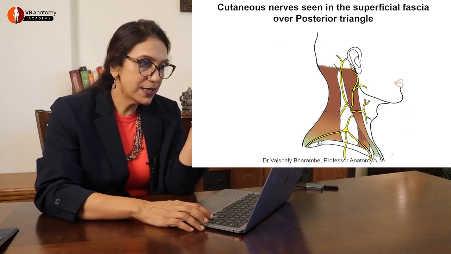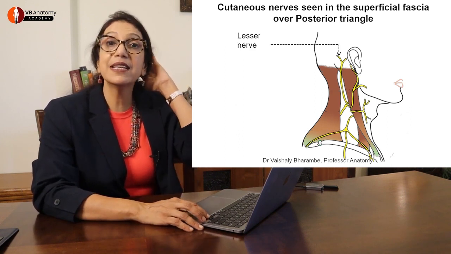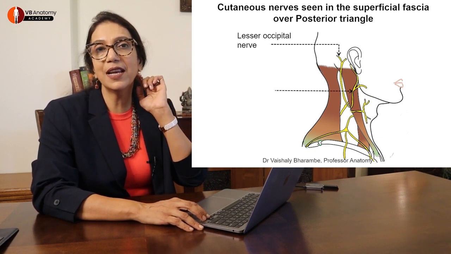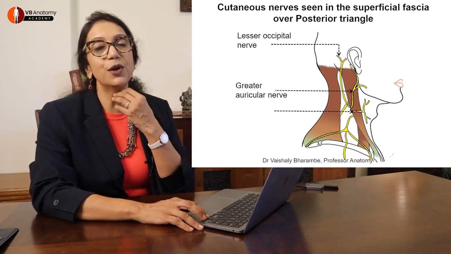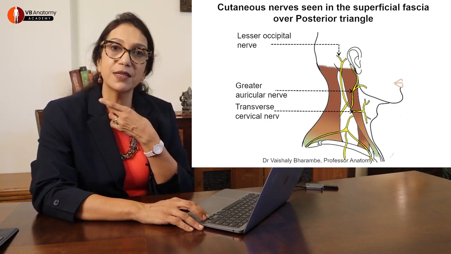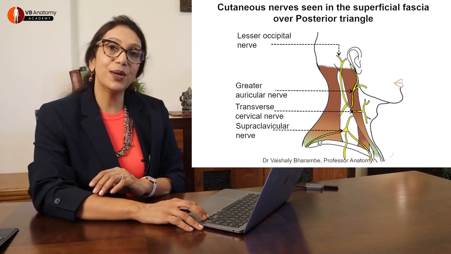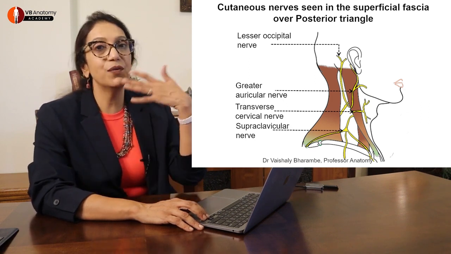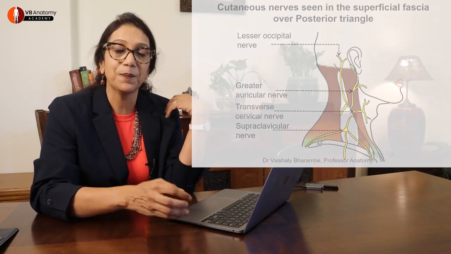So let's do this once more and see if you remember. Towards the occiput, lesser occipital. Towards the ear and angle of mandible, greater auricular. Across the sternocleidomastoid to the front of the neck, transverse cervical. And towards the clavicle, supraclavicular nerves. Okay, this is how we remember. Use actions to trigger recall in your brain.